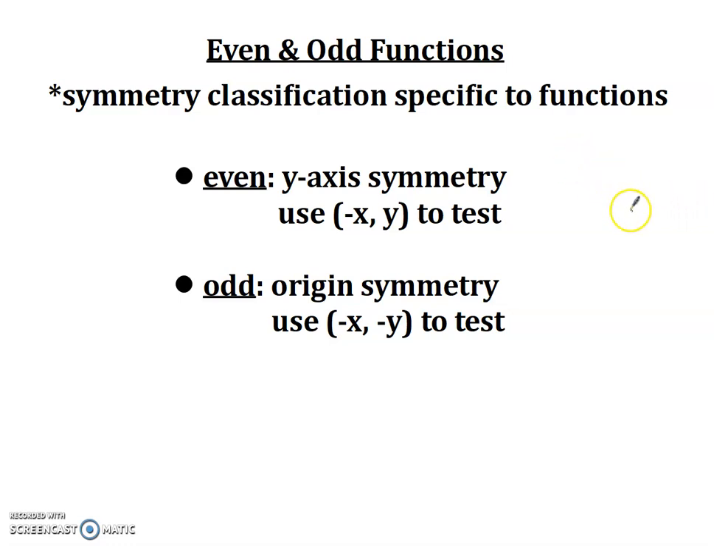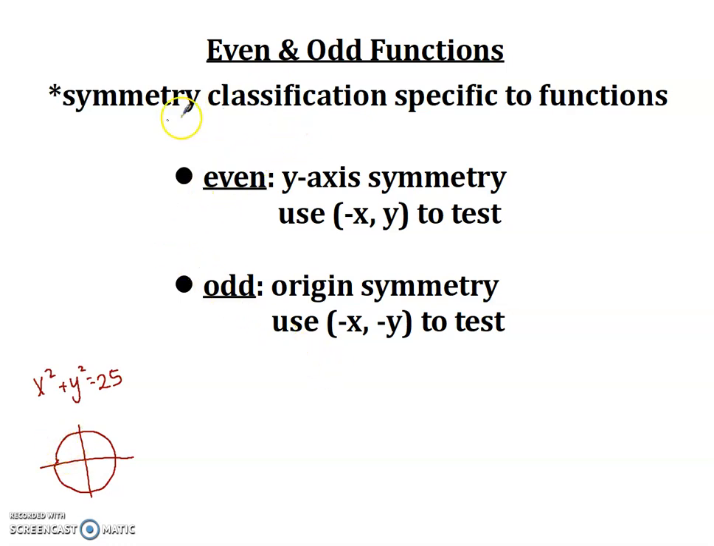Next, we're going to look at even and odd functions. Okay, so what are even and odd functions? That's just a symmetry classification specific to functions. Now if we think back to that x squared plus y squared equals 25 equation, that's a graph of a circle. We showed that that had all three types of symmetry. Well, this graph isn't a function.